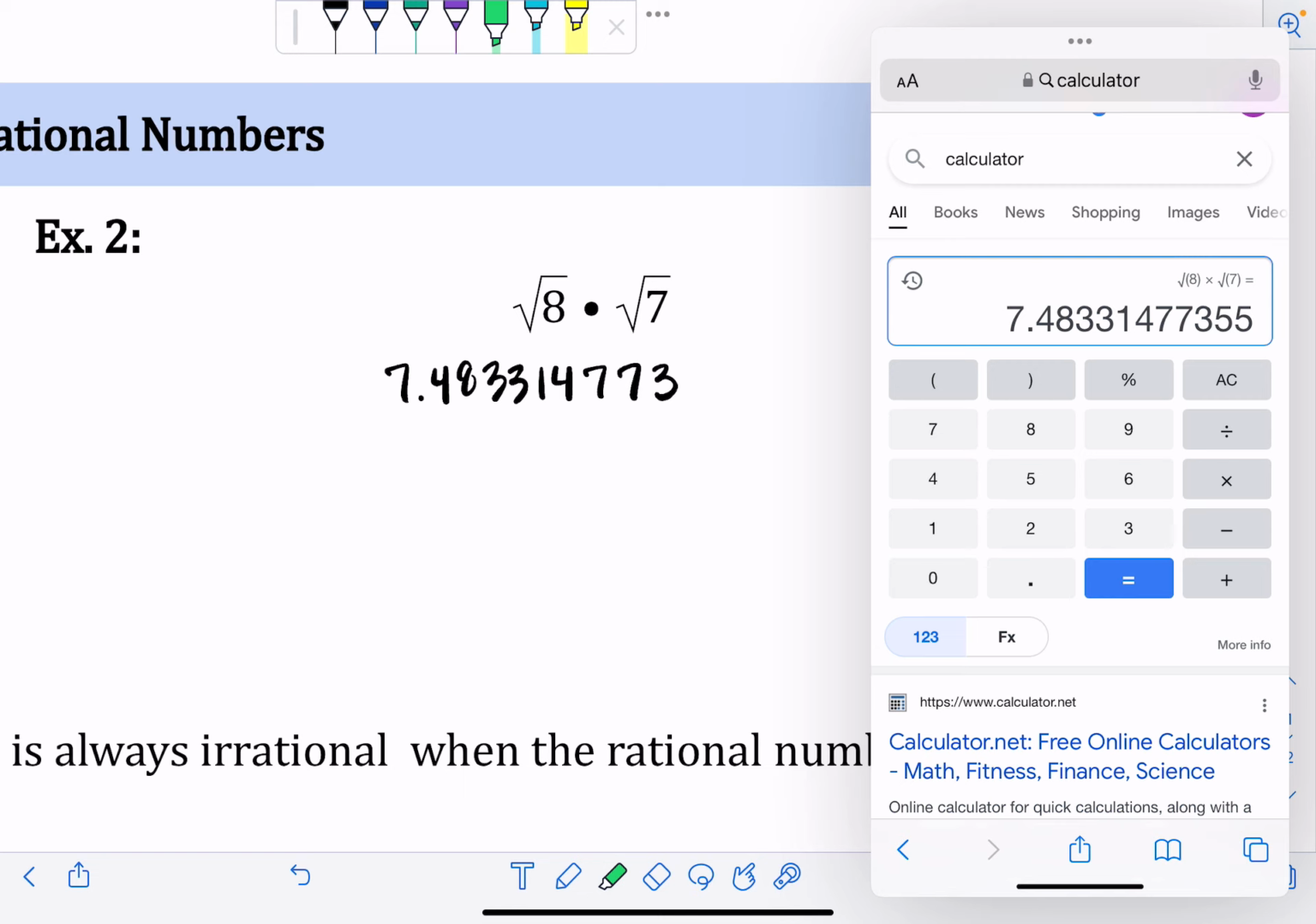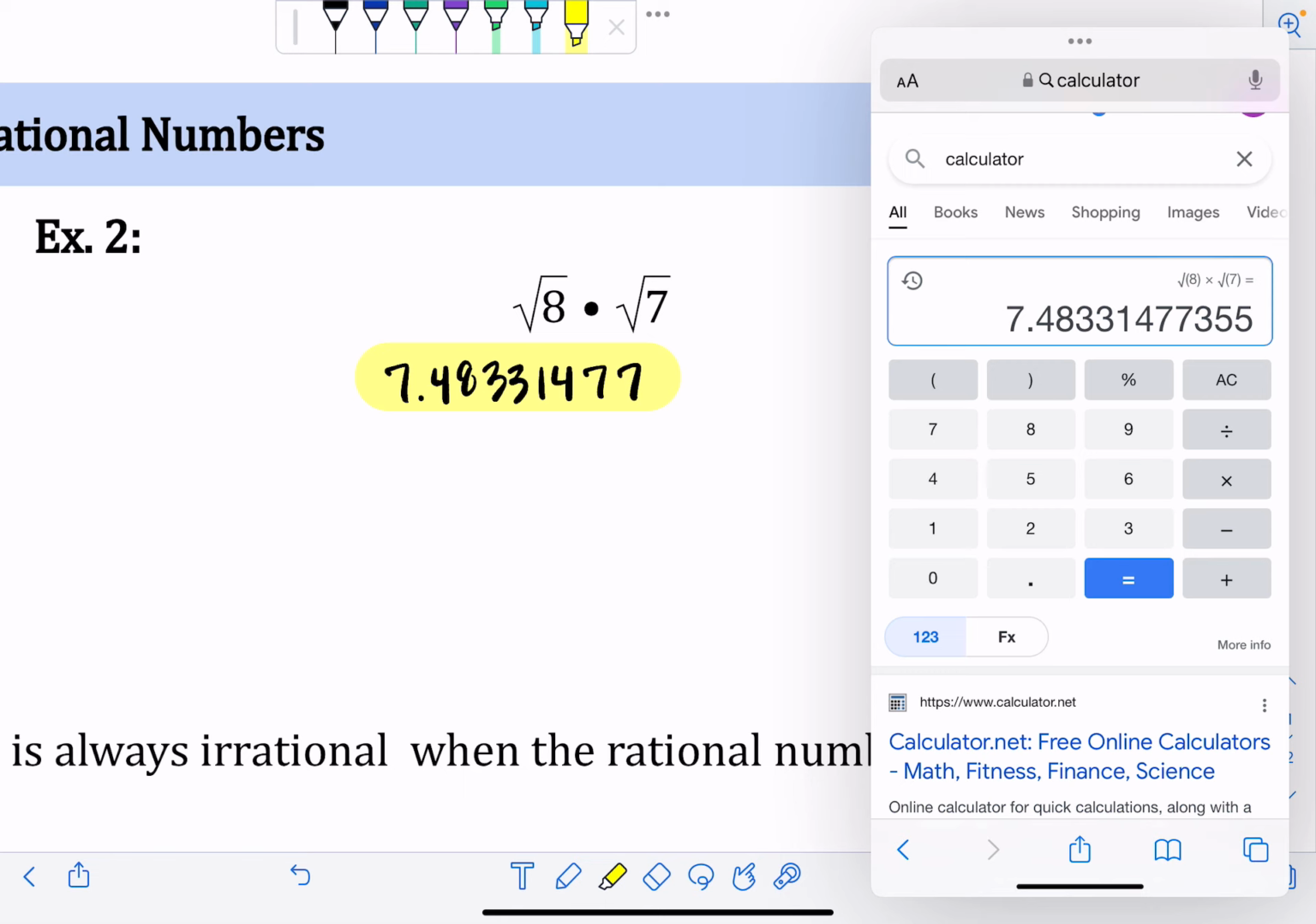So now we just need to make sure we round it to 8. So this is my 8th place, and then this is my 9th place. So that 3 doesn't round the 7 up or anything because it's less than 5. So I just have to cut it off after the 7 to make sure I round to 8 places. So 7.4833147.